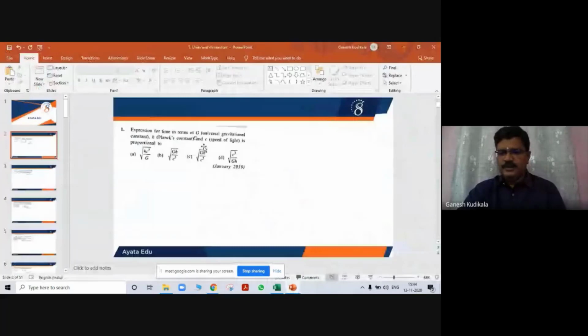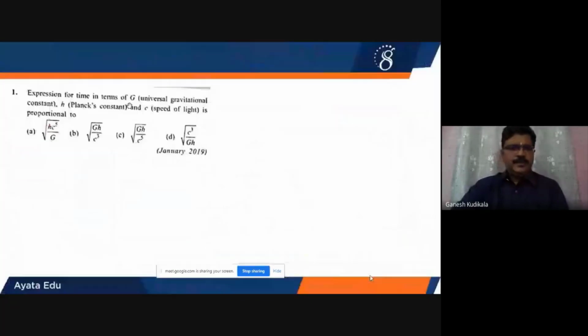You can see the first question, which was asked in 2019. It asks to find the expression for time in terms of G, the universal gravitational constant, h, Planck's constant, and c, the speed of light. So now we have to express time in terms of G, h and c.